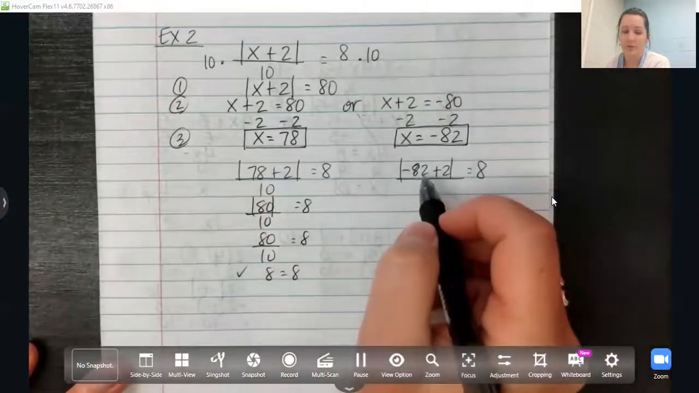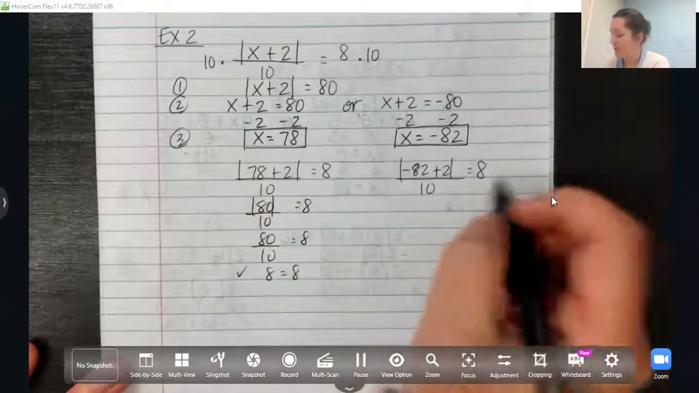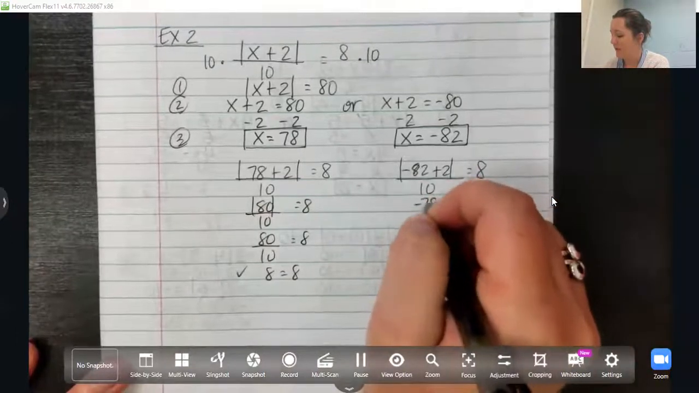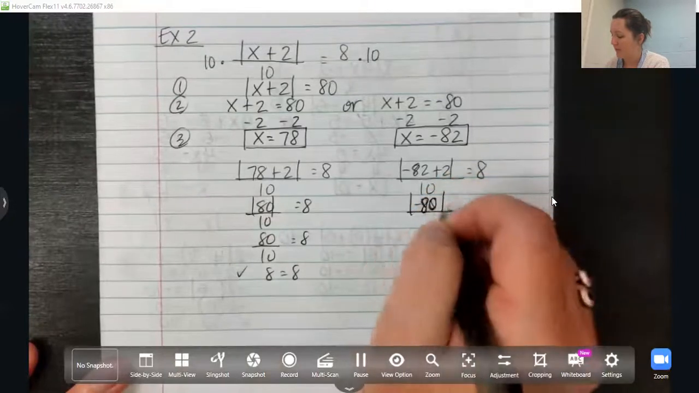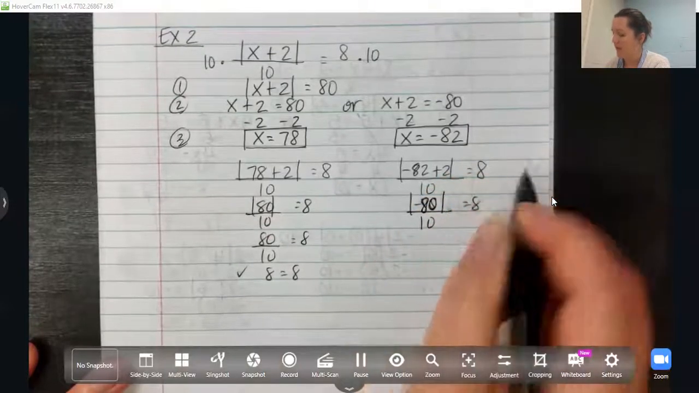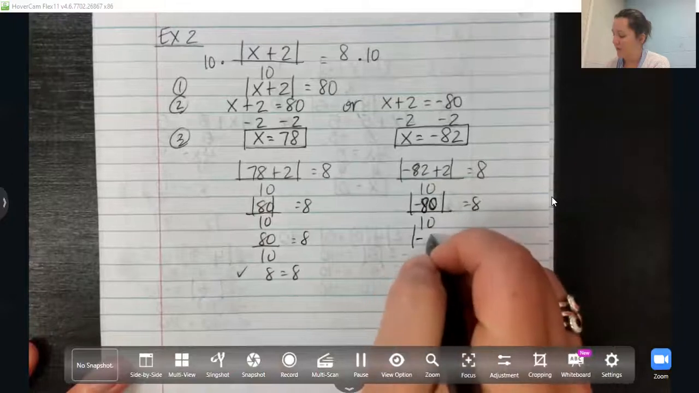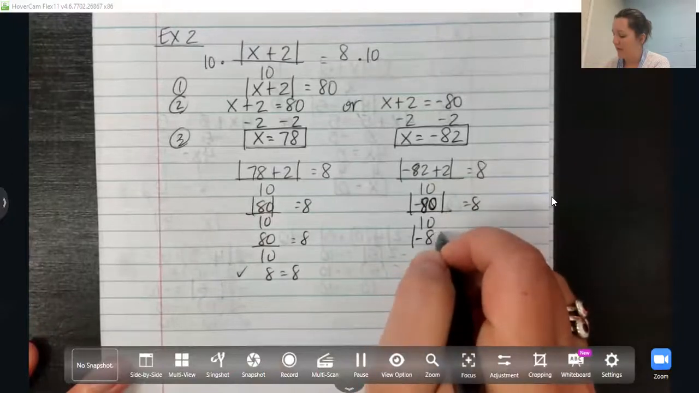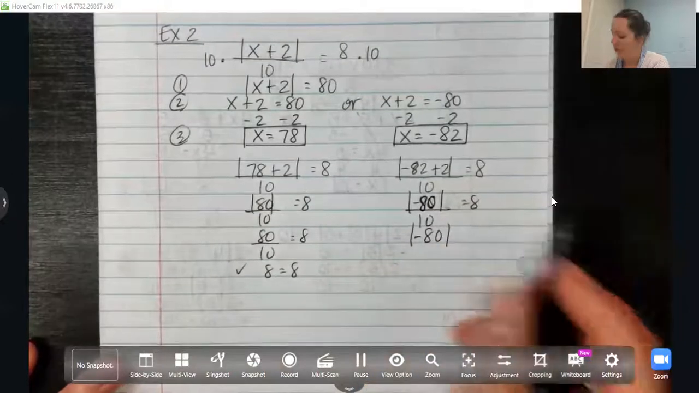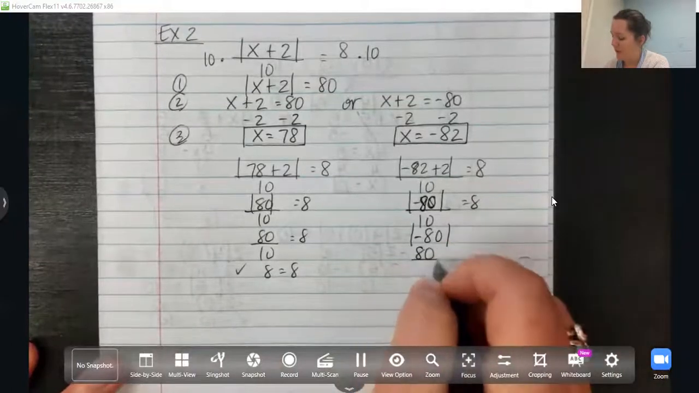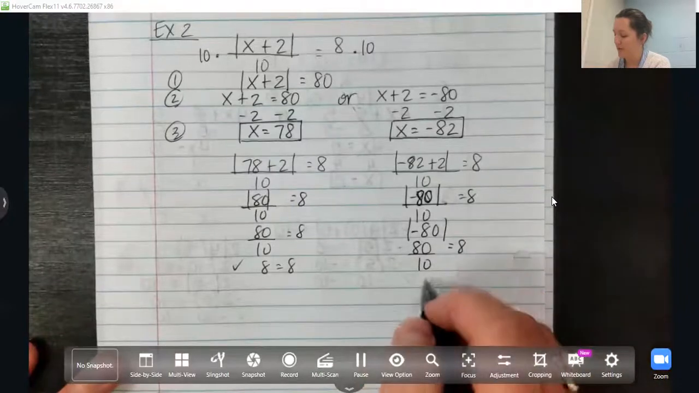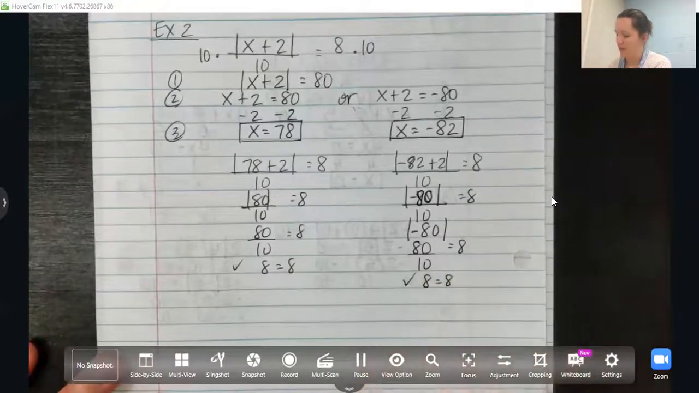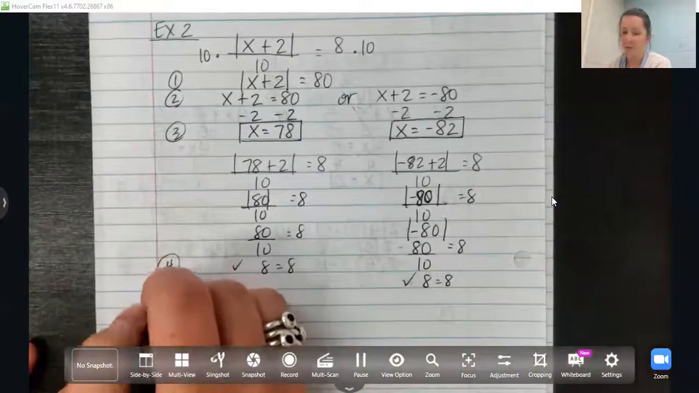Let's check this one. Negative 82 plus 2 is negative 80. We add, right, or subtract, right. Divided by 10 equals 8. So we have the absolute value of negative 80. And the absolute value of negative 80 is just positive 80, right? Because the absolute value of any number is positive. So 80 divided by 10 is 8 equals 8, and that checks out as well. So that was your step 4.